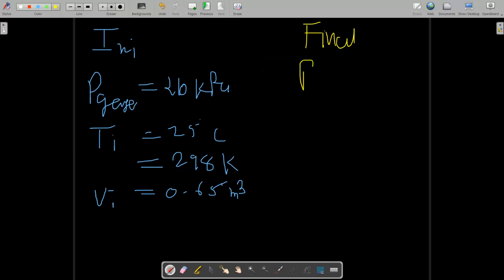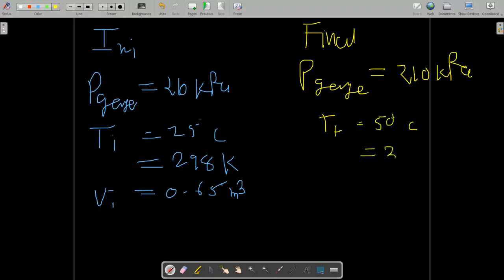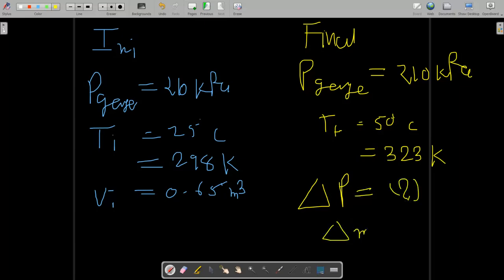The final gauge pressure, after extracting that amount of air, is 210 kilopascal, and before extracting the air we have to find it. The final temperature is 50 degrees Celsius, which in Kelvin is 323 Kelvin, and the volume remains the same. So we have to find the change in pressure before extraction of the air, and how much air we have to extract to keep the pressure the same.